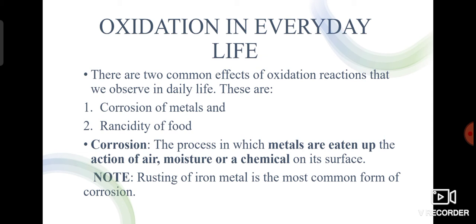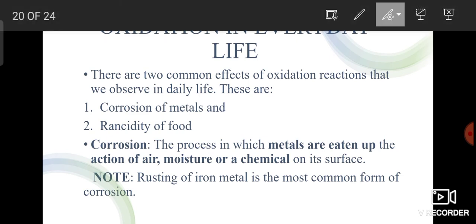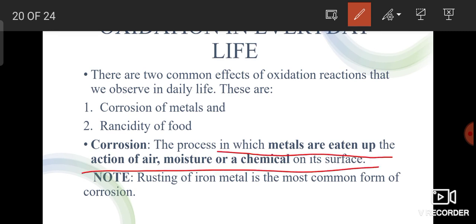Now corrosion is the process in which metals are eaten up by the action of air, moisture or a chemical on its surface. So if any metal surface is being degraded by the action of air, moisture or any chemical on its surface, then the name of the process is corrosion. But if that metal specifically which is getting corroded is iron, then the name of the process will be rusting. Okay, so there is a very minute difference between rusting and corrosion.